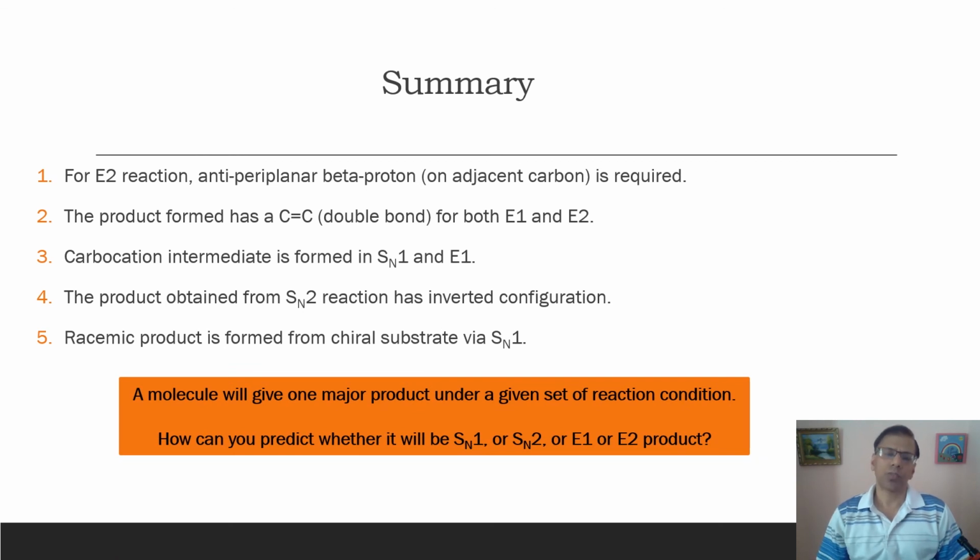So a molecule will always give one major product under a given set of conditions. How can you predict whether it will be an SN1, SN2, E1, or E2? To find out, please refer to my video on how to predict the type of reactions.